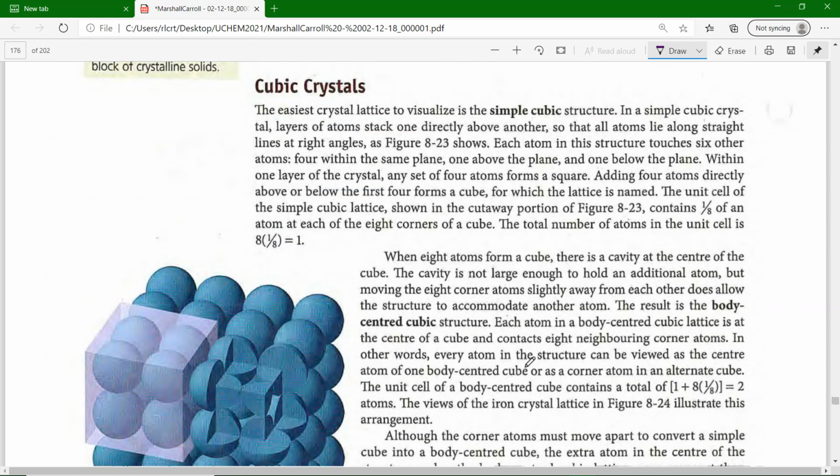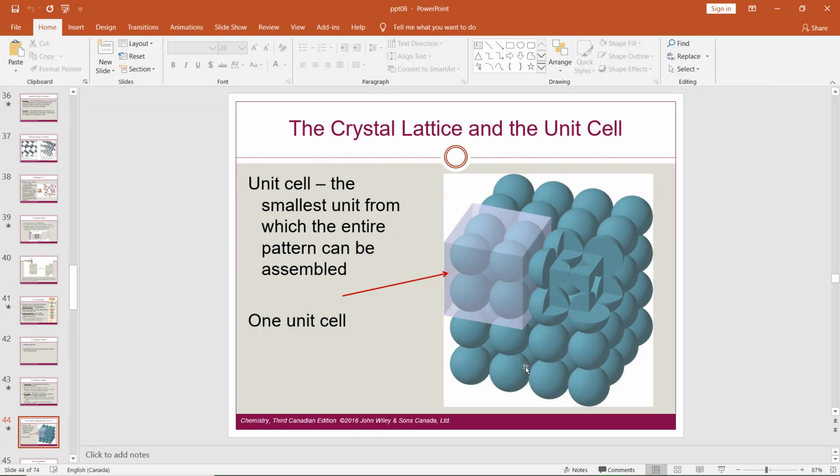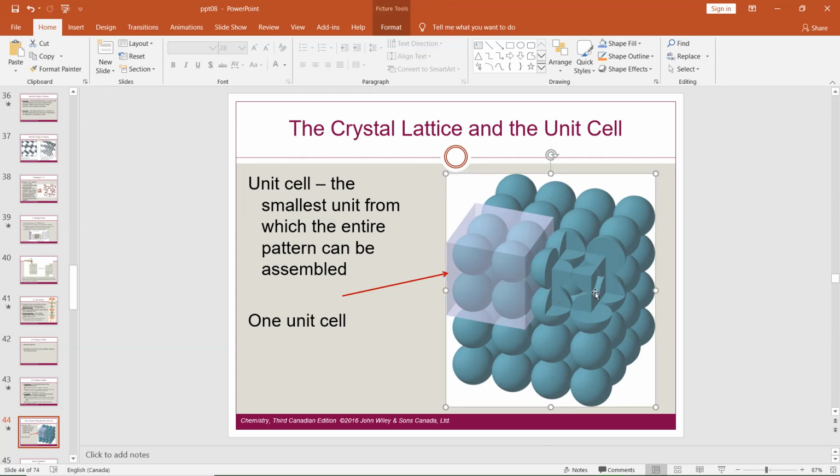Okay, so let's start with the cubic crystals. A unit cell is the smallest unit from which the entire crystal can be assembled. So if I look at just a portion of it, I see one cubic cell, and there'd be one atom in the cubic cell because you have 8 corners, and each is 1/8, so 1/8 times 8 is 1. So there'd be 1 atom per unit cell in what's called the simple cubic cell structure.